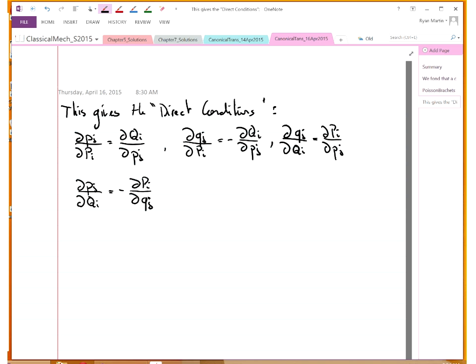Okay. So what are these direct conditions? Well, what did we assume when we did this? These equations are relating a specific coordinate in one system to another coordinate in the other system, right? So these are true for specific values of i and j. It's like ∂p_2/∂P_1 for the first equation would be equal to ∂Q_1/∂p_2.